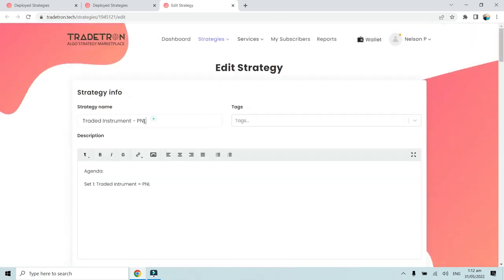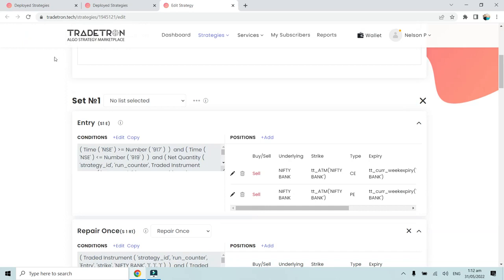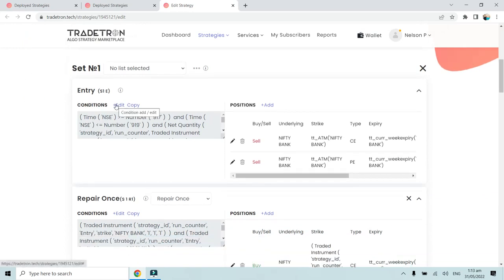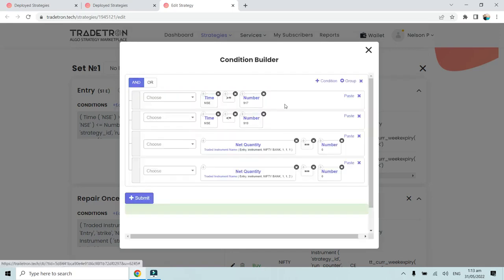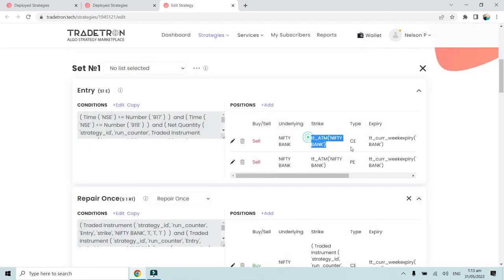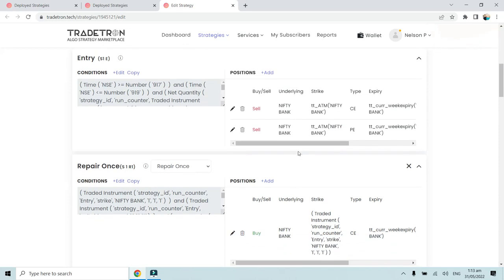This is the strategy, and I've opened the conditions based on which I've created it. Let me take you through the strategy. It's basically a very simple straddle. We have put a time condition, that is 9:17 and less than 9:19, that is 2 minutes. The net quantity should be equal to 0 for the 111 leg. 111 is the call option that we have sold, and 112 will be the put option that we have sold. This is the 111 leg, set number 1, condition number 1 entry, and leg number 1 is the call option, and this is leg number 2. So that is the ATM call option and the ATM put option that we have sold in set number 1.